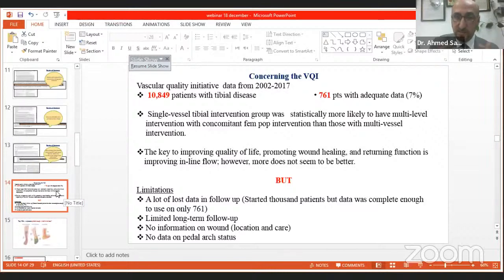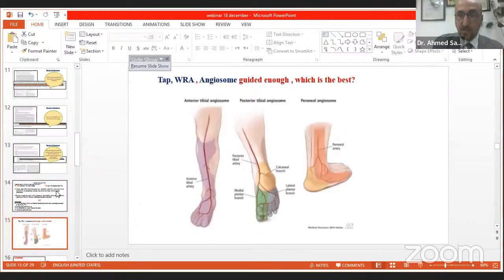What is the limitation of this Quality Initiative study? A lot of lost data in the follow-up. They started with thousands of patients and they ended with 761 only. Limited long-term follow-up wasn't available, and no information about the wound location and care, and no data about the pedal arch status. So this takes us to the second question.